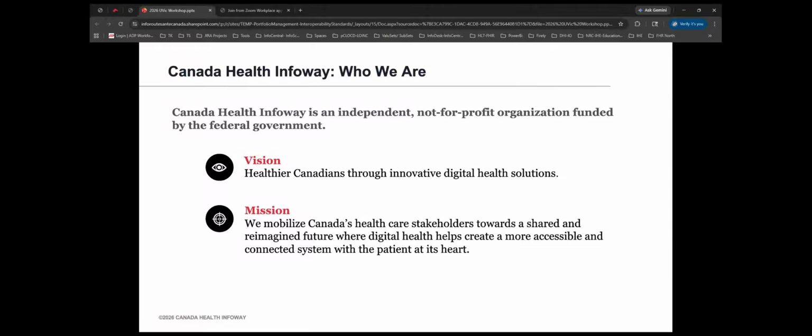If you look at our vision, it's very simple. It's healthier Canadians through innovative digital health solutions. And our mission is basically about using digital health to make care more connected, more accessible, and everything is obviously centered around patients. And this is essentially how we decide what to work on.